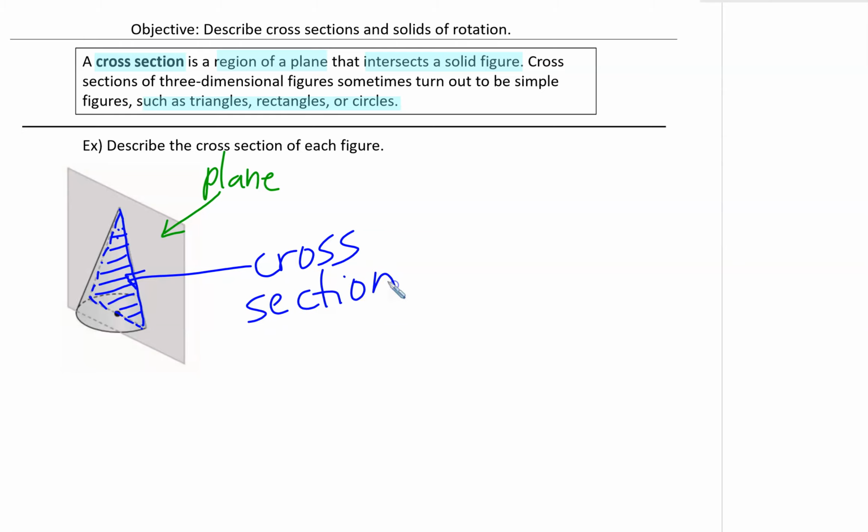And now we want to identify the shape of that cross-section. So you might recognize that shape as a triangle, which is good. But one of the things I want to point out about this particular figure is that our cone is a right cone, which means it's symmetrical, which means that the side here of our triangle and the side here of our triangle would have to be the same length, making them congruent.